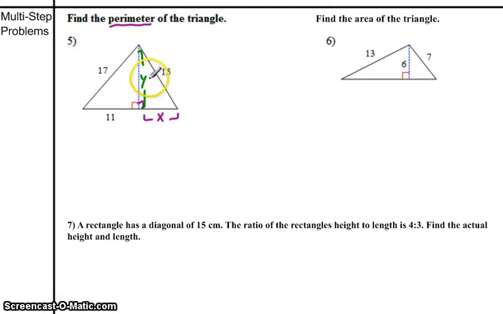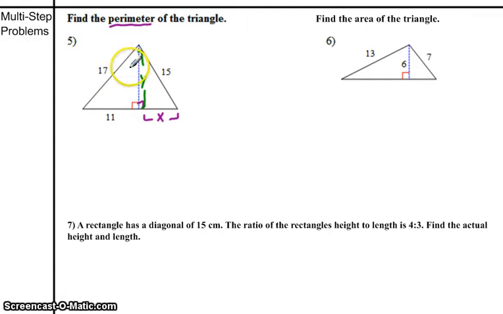Now, if I could find y, then I could use the Pythagorean theorem to find x and then find the perimeter. And I can find y. Look at this. y is one of the legs of this right triangle right here, made up of a hypotenuse of 17 and legs 11 and y.